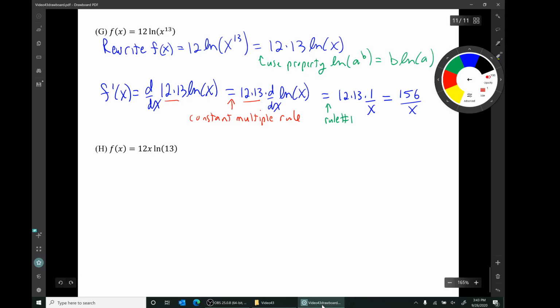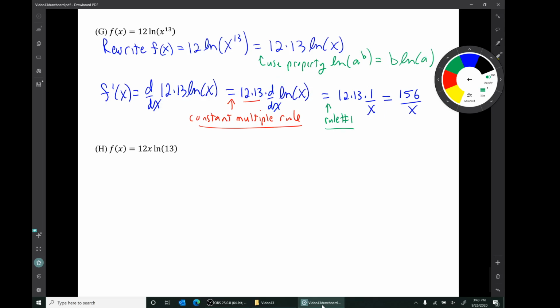We used the constant multiple rule. We had two constant multiples. Well, basically one constant. 12 times 13 is one number. And then we used our logarithm rule number 1. The derivative of ln of x is 1 over x. And again, ln of x is not equal to 1 over x. It's the derivative of ln of x that's equal to 1 over x.